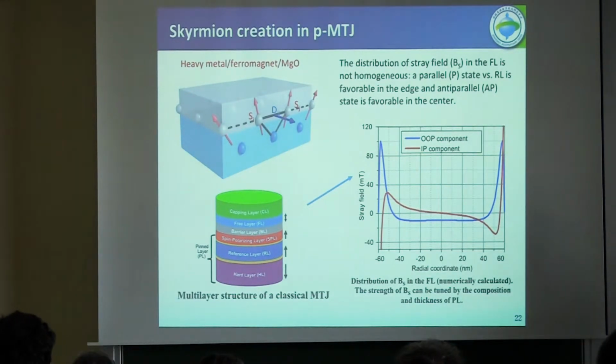But in the conventional MTJ, it's very difficult to make this because, as I mentioned, we need a very strong interfacial DMI, and we should have some method to nucleate skyrmions inside the magnetic tunnel junction. But in the perpendicular magnetic tunnel junction, for this design, we try to control its stray field. If we look at the distribution of stray field in the magnetic tunnel junction, you can find that in the edge part of the free layer, the field is very high, but in the middle it's low. So this is very interesting, and it gives the possibility to nucleate the skyrmion in the magnetic tunnel junction.